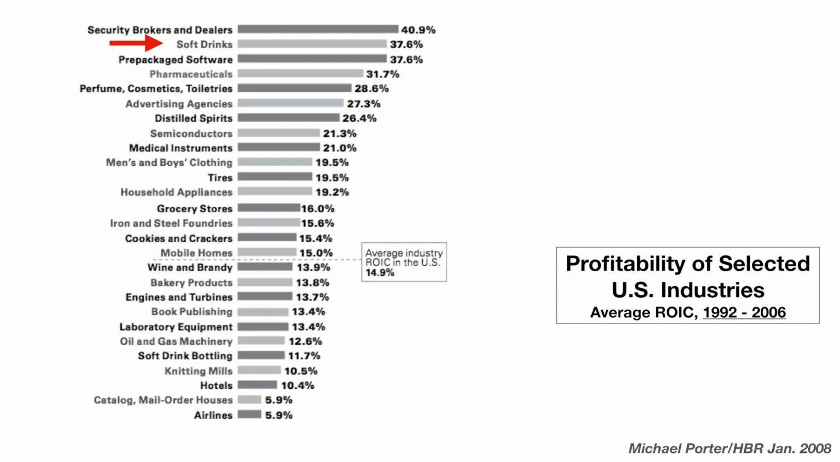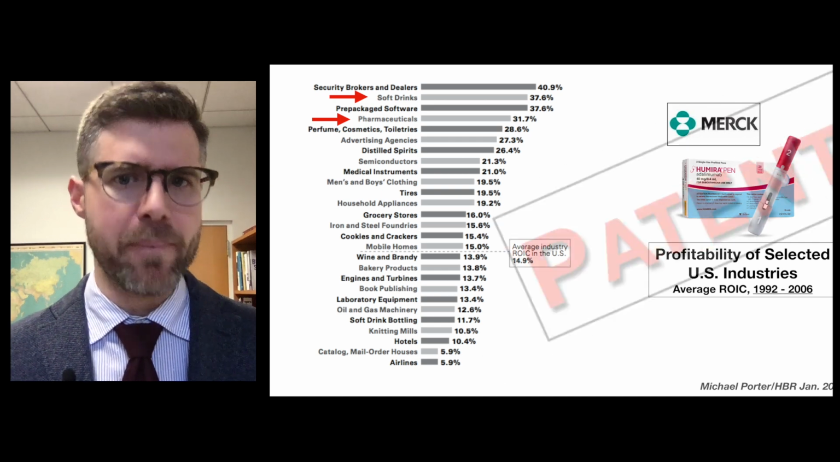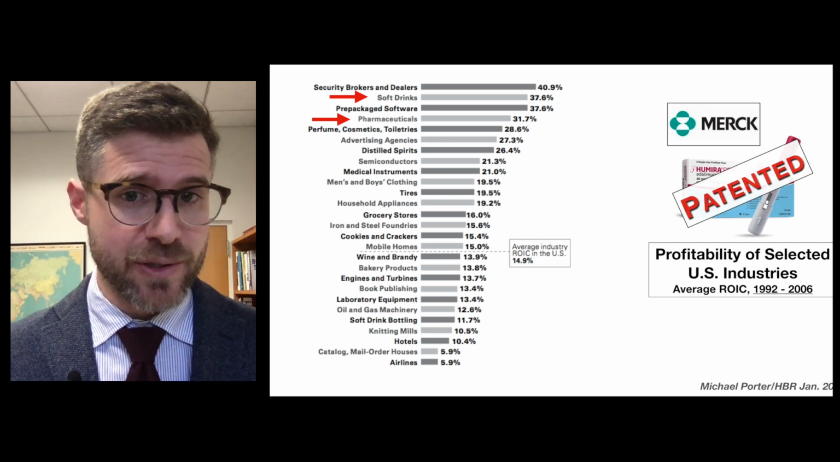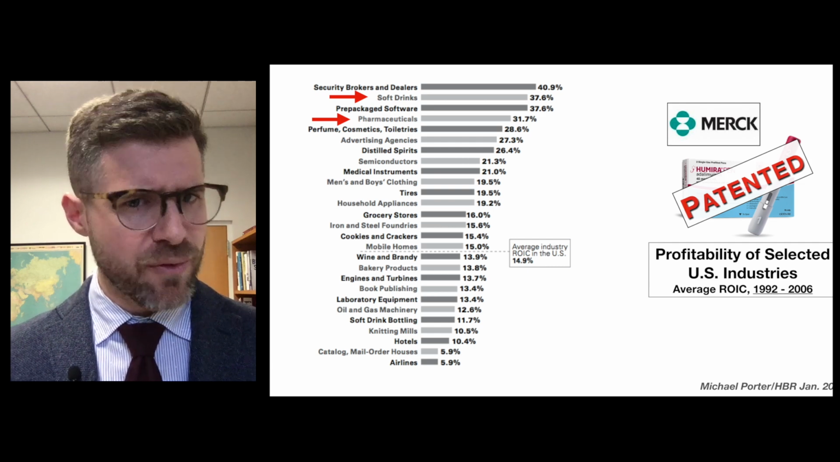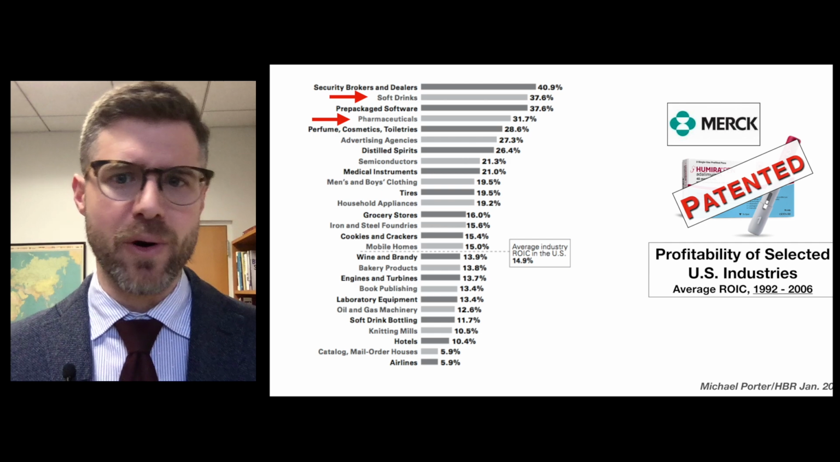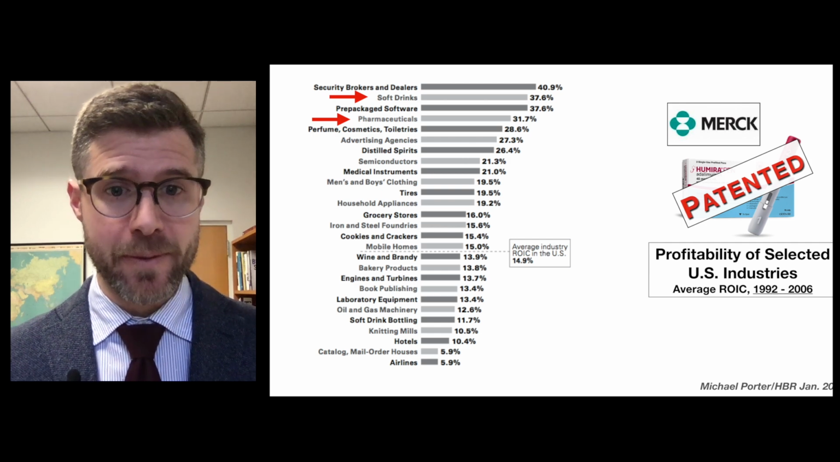Next, let's look at pharmaceuticals. Each new drug developed by a pharma company is protected by a patent for 20 years, giving the firm a de facto monopoly over production. There are also relatively few pharma companies, so competition is limited. It's no surprise, therefore, that returns exceeded 31% a year during this time period.